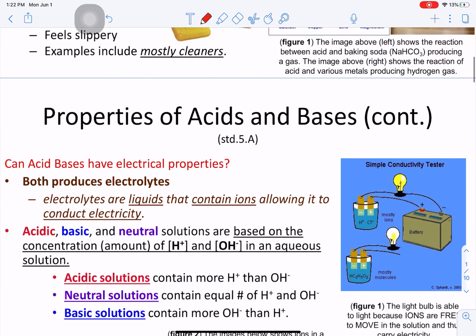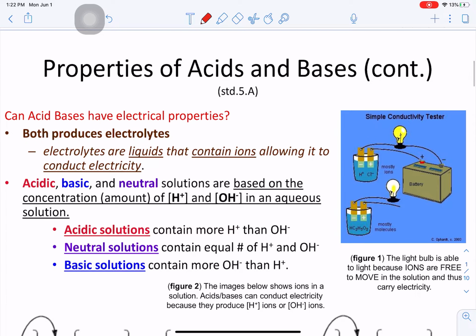All right, now, here it says, can acids or bases have electrical properties? And yes, they do. Okay, acids and bases are electrolytes. Okay, why are they electrolytes? Well, they have those free-moving ions. If they have those free-moving ions, they're able to conduct electricity. So that must mean that acids or bases dissociate or ionize in solution. They separate into ions in a solution.